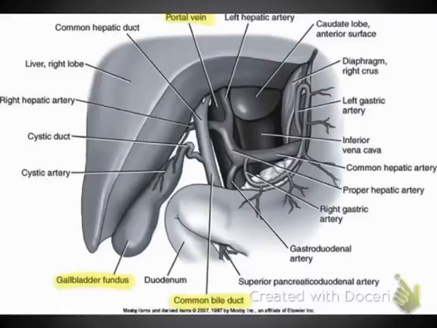Also from this diagram, we want to know the common, the proper, the left and the right hepatic artery. And so as we come in, we have the common hepatic artery merging into the proper hepatic artery. Then we have the left and the right hepatic artery. Also here, we have the portal vein on the posterior portion going into the left and the right portal vein.